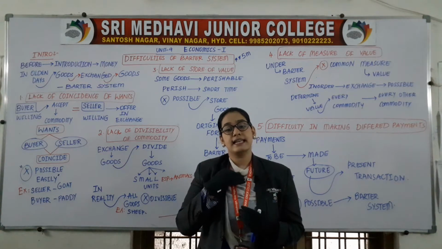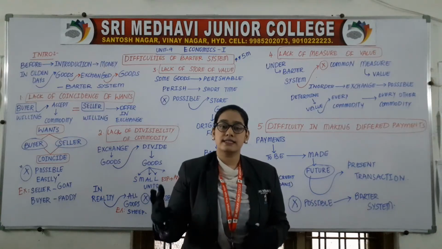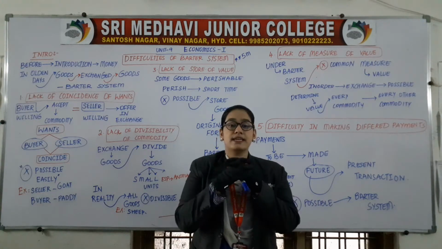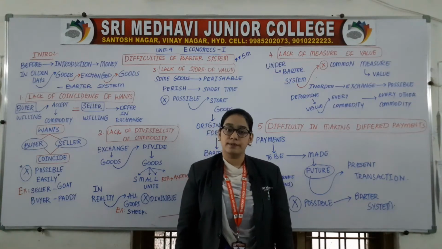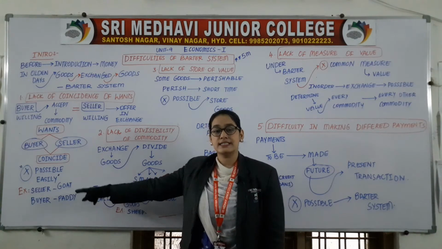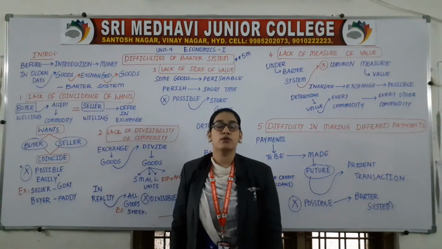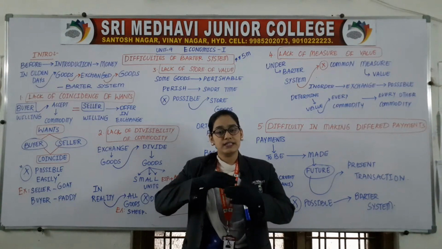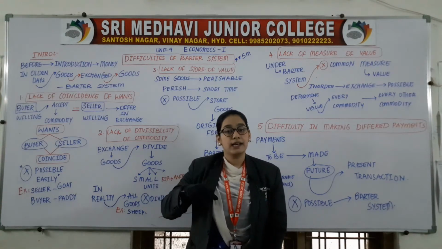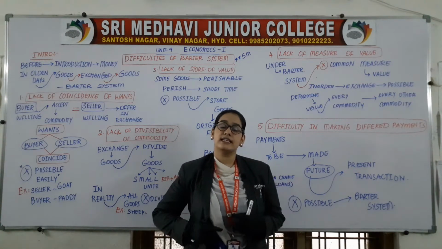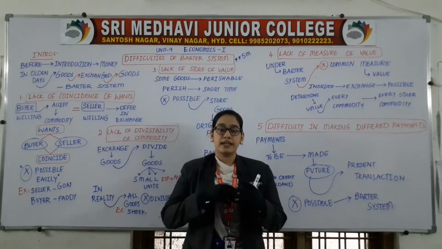So, whoever the seller is there and whoever the buyer is there, their wants must be matching. Then only we can easily exchange the good. So, in olden days, there was lack of coincidence of wants. That means wants did not used to match in barter system. But nowadays it is very easy to satisfy our wants. We can match our wants.